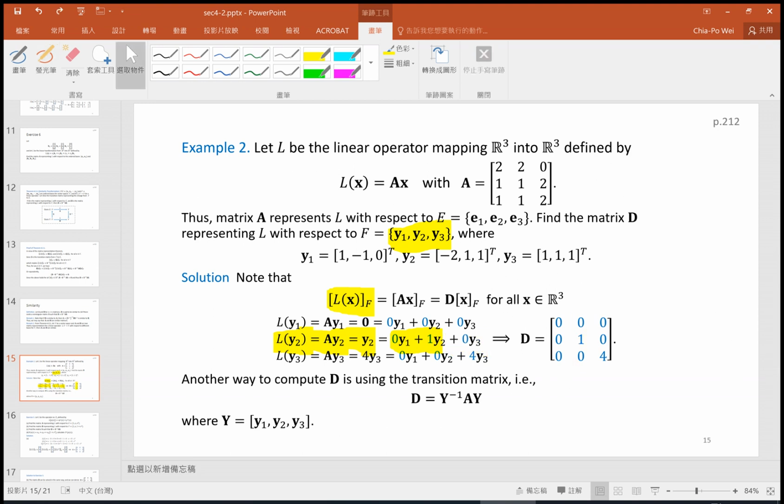Next, we compute L of y3. By definition, L of y3 is A times y3. After some computations, we obtain A times y3 equals 4 times y3. Then we need to express L of y3 as the linear combination of y1, y2, and y3. Because we want to compute the coordinate of L of y3 with respect to F, it is easy to see that 4 times y3 equals 0 times y1 plus 0 times y2 plus 4 times y3. Therefore, the coordinate of L of y3 with respect to F equals 0, 0, 4. And 0, 0, 4 is the third column of matrix D.